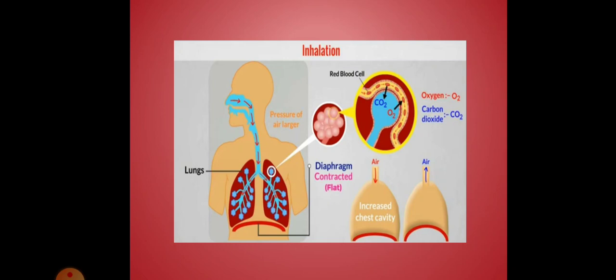When air reaches the lungs, the oxygen from the lungs moves to the blood present in the blood vessels, and carbon dioxide, which is present in the blood, moves from blood to the lungs. This is how gaseous exchange occurs between the lungs and the blood. This process is known as inhalation.